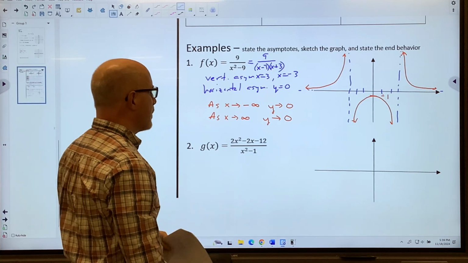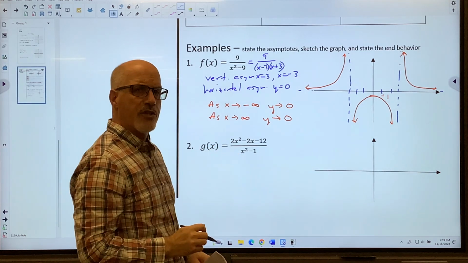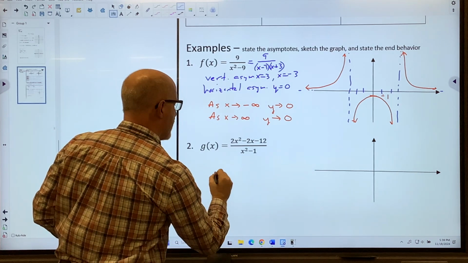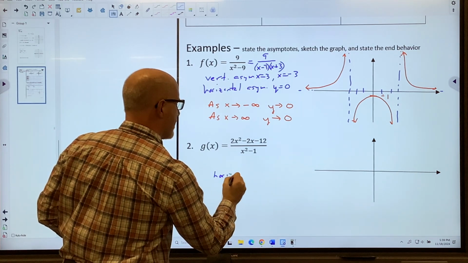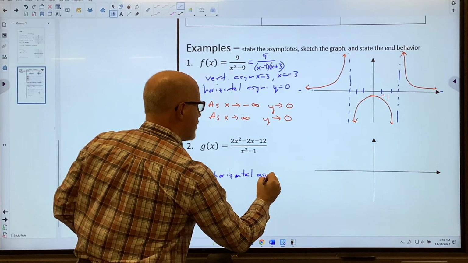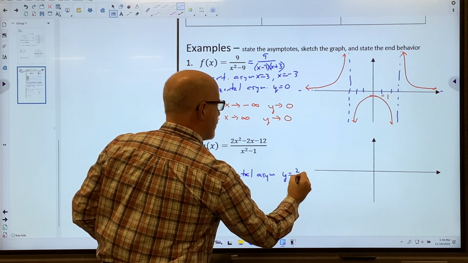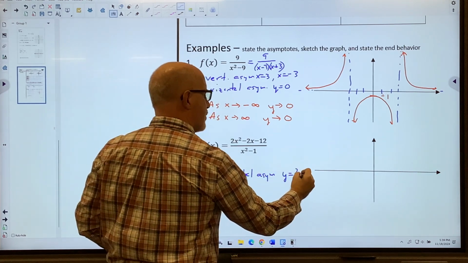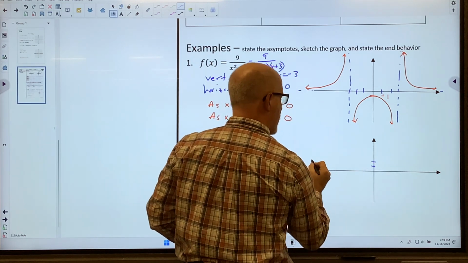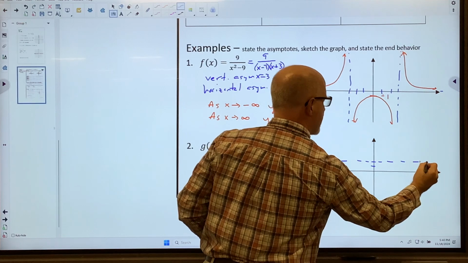All right, let's take a look at this second example. Notice that on this one, my degrees are the same. They both are degree 2. So our rule is if they're the same degree, our horizontal asymptote is just going to be the ratio of the leading coefficients. So it's going to equal 2 over 1, which is just 2. So I'm going to go up to 2 here and draw a dotted line for my horizontal asymptote.